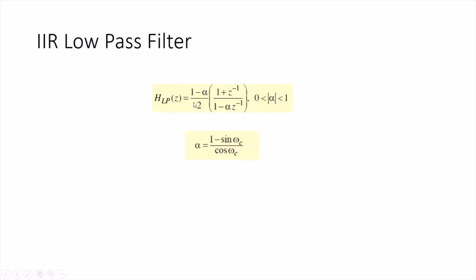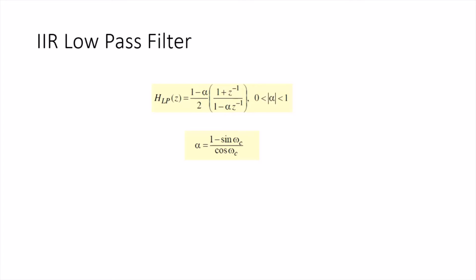We just need to put in the value of alpha. Alpha is equal to (1 minus sine omega c) over cosine omega c, where omega c is the cutoff frequency. If we are going to implement an IIR filter with a cutoff frequency of 0.5 pi, we don't need to design an IIR filter. We can simply implement this filter with the FIR filter.